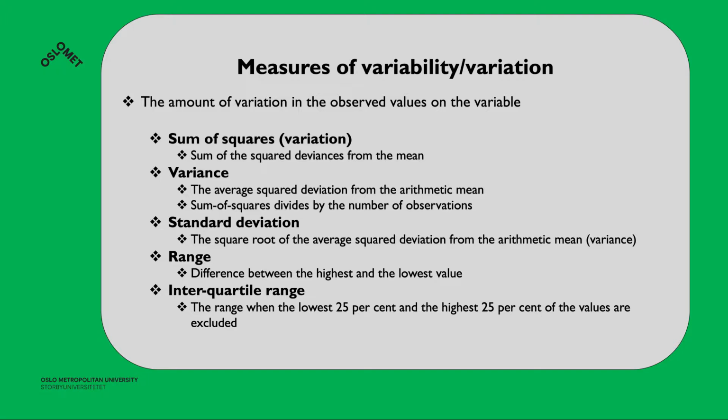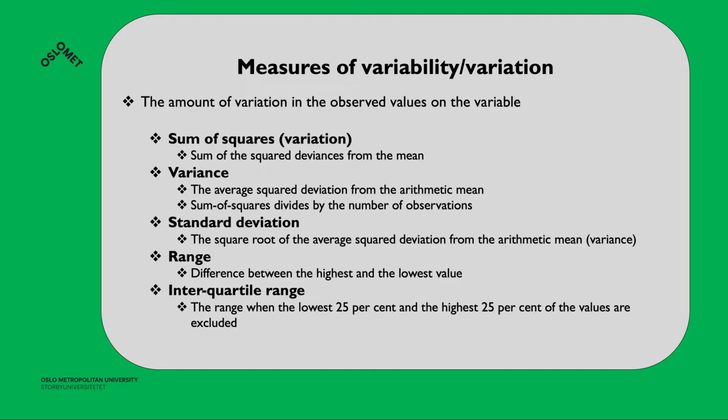The variance is the average squared deviation from the arithmetic mean, the sum of squares divided by the number of observations. And the standard deviation is the square root of the average squared deviation from the arithmetic mean. So the sum of squares and the variance go into the calculation of the standard deviation. I'll show you shortly how this is done.